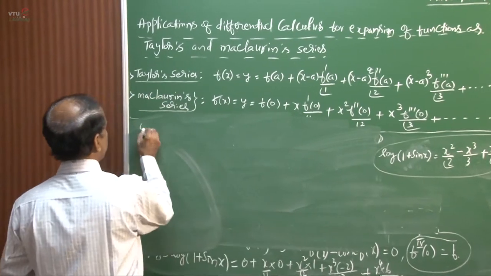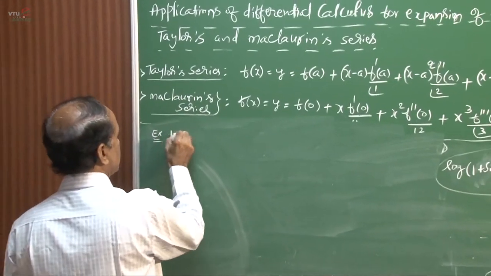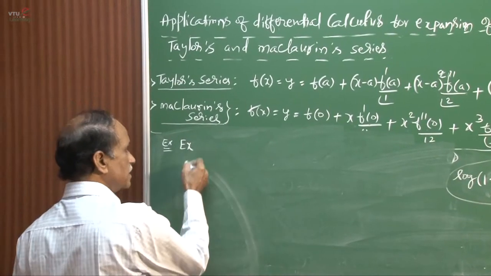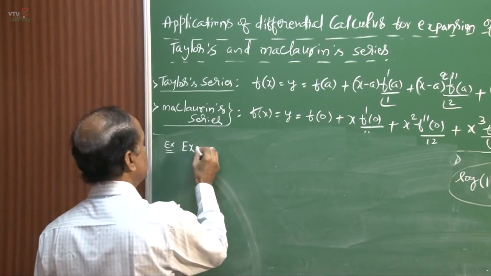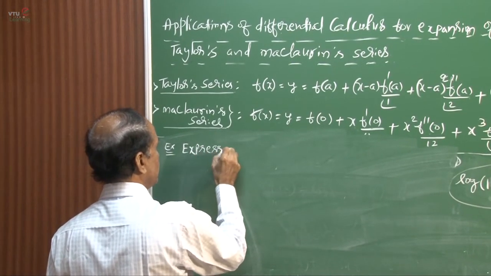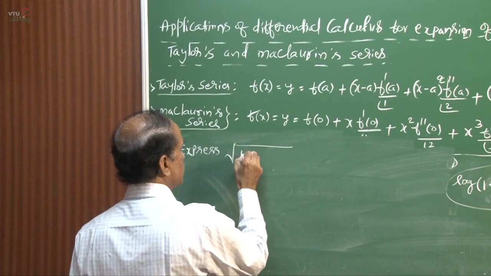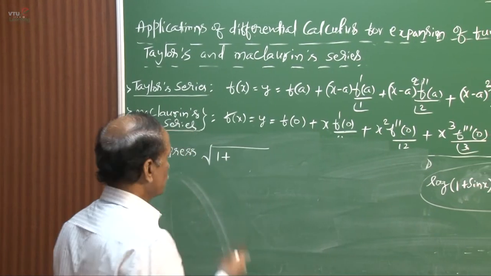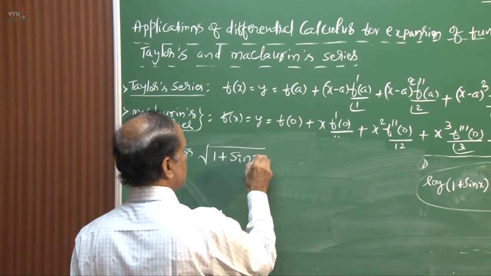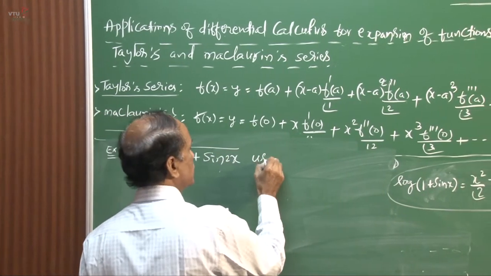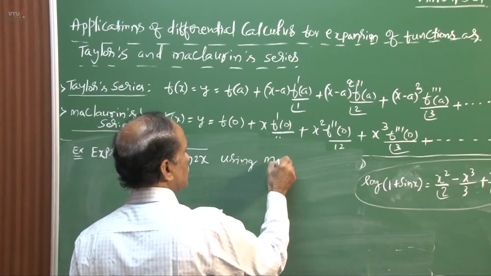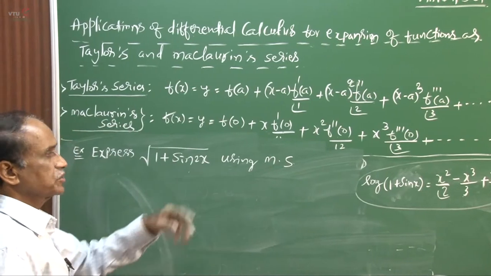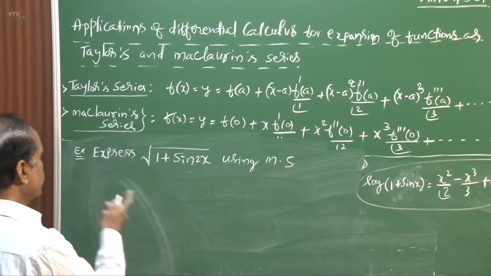Expand. You give importance after studying these basic problems, and the next important problem is this: express square root of 1 plus square root of 1 plus sine of 2x using Maclaurin's series. Maybe third degree or fourth degree, but here the common question I have given is up to fourth degree.